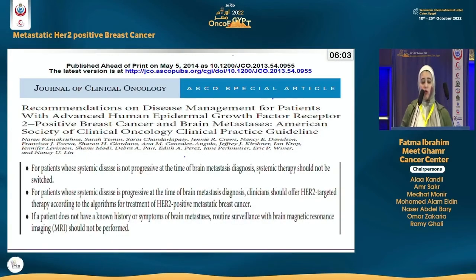Another recommendation from the Journal of Clinical Oncology: for patients whose systemic disease is not progressive at the time of brain metastasis diagnosis, systemic therapy shouldn't be switched. For patients whose systemic disease is progressive at the time of metastasis diagnosis, clinicians should offer HER2-targeted therapy according to the algorithm of treatment of HER2-positive metastatic breast cancer. If a patient doesn't have a known history or symptoms of brain metastasis, routine MRI should not be performed.